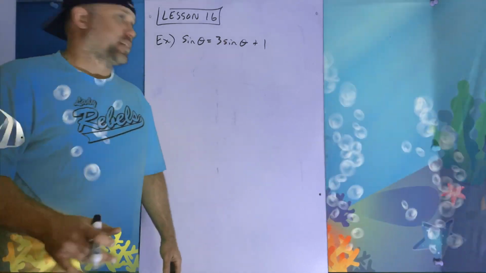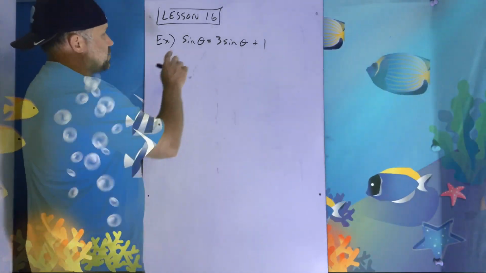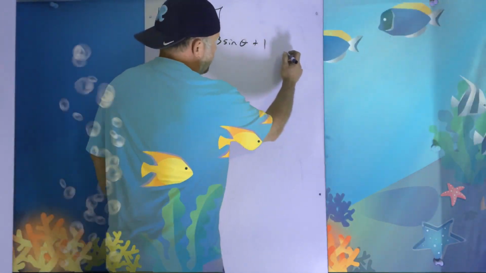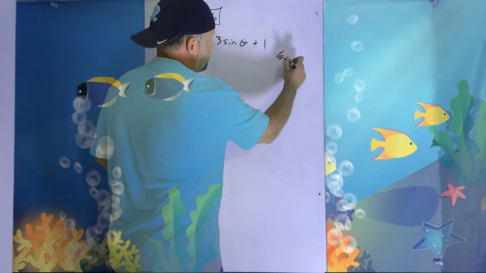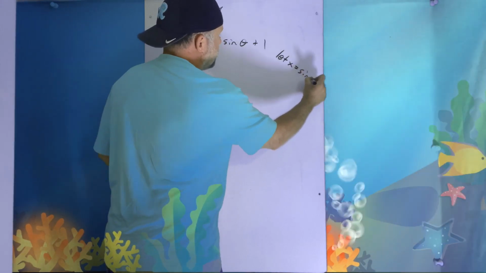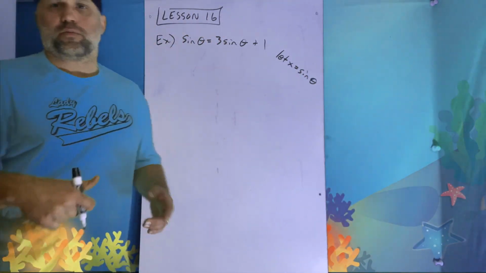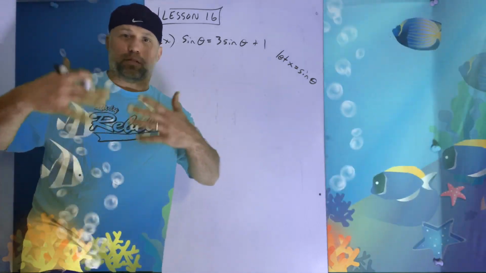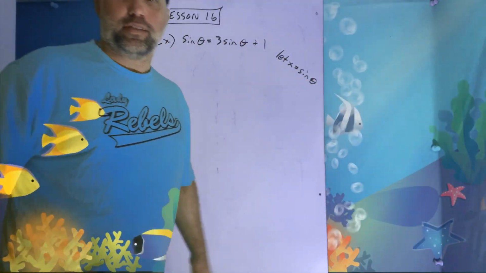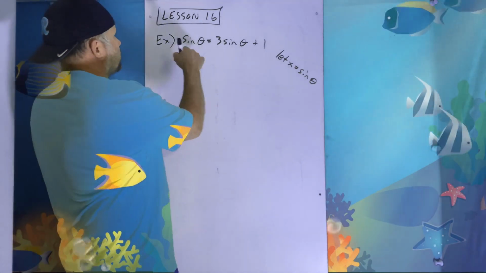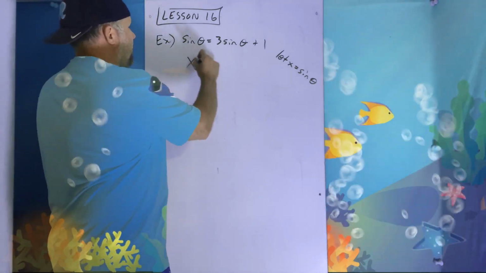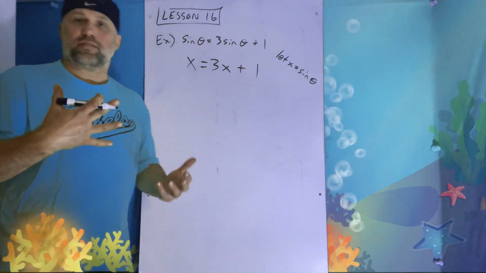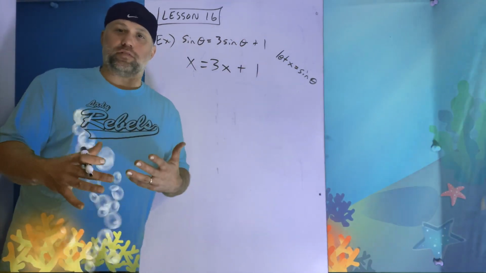All right, here's our second example. This time I got sine theta equals 3 sine theta plus 1. I'm going to do exactly what I did in the last example. Let's let x be the sine of theta. Let's switch this all over to x's so we can solve it like we're used to solving. We're going to call this x equals 3x plus 1. I've switched the sine thetas to x's, and I'm just going to solve this equation like we normally would.